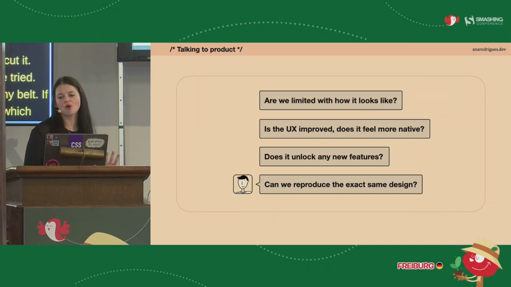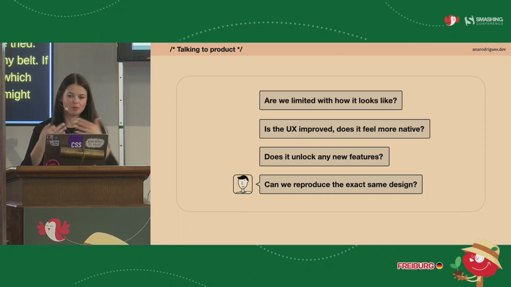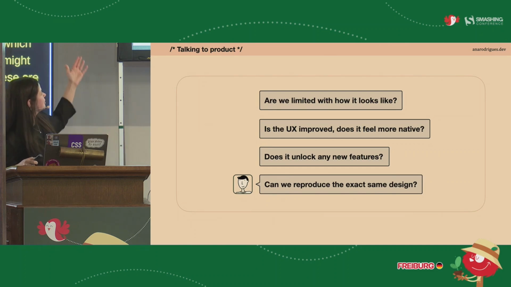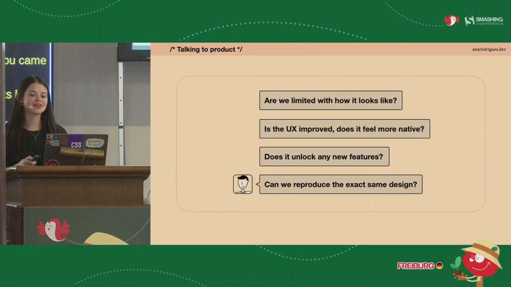These are examples of questions to be prepared to answer if you want to make a case with product, regardless of the feature you're keen to refactor. Is it limited on how it looks like? Is UX improved? Does it feel more native? Does it unlock new features? Can we reproduce the exact same design?